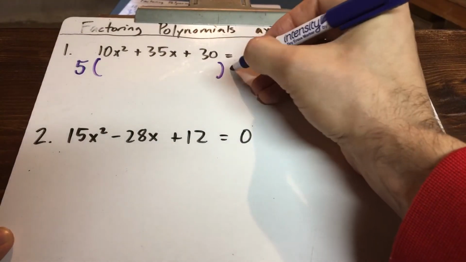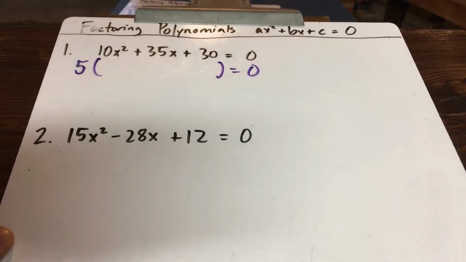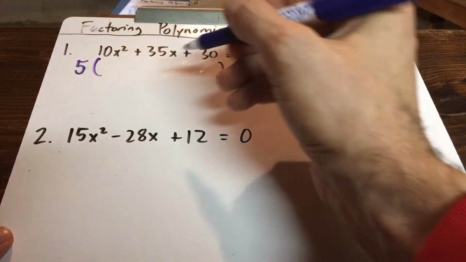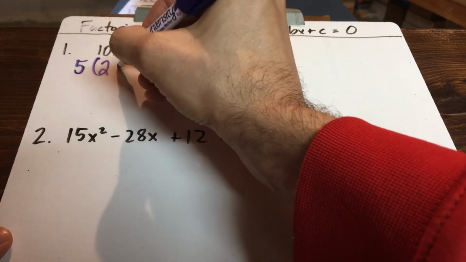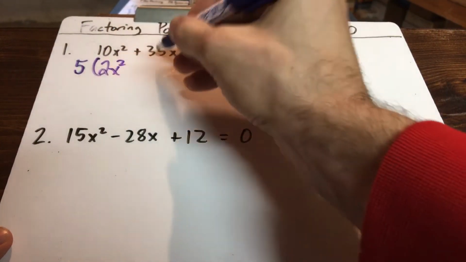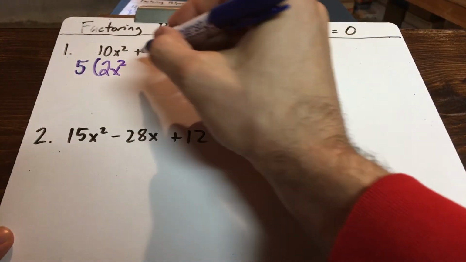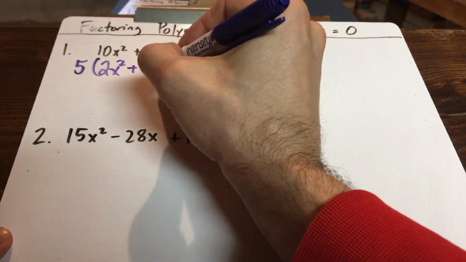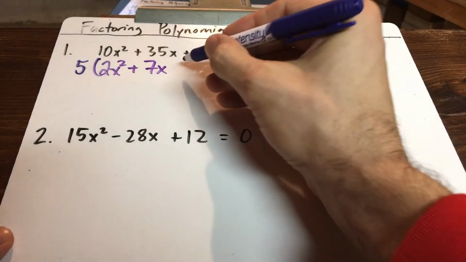Can I divide everything by 5? Sure I can. Can I do 10x squared divided by 5? 10 divided by 5 is 2. Can I do 35 divided by 5? Sure I can. That's 7. And can I do 30 divided by 5?